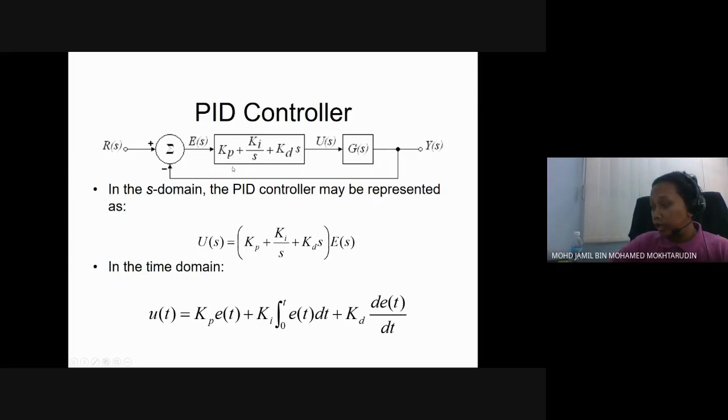There is another transfer function that is specific to the PID controller. In previous lectures, you only learned about G(s), the transfer function for the plant. But when you add a controller, especially PID, you have to add this transfer function: Kp plus Ki over S plus Kd times S. This transfer function is fixed, meaning that you only need to determine the values for Kp, Ki, and Kd. The form is fixed like this: Kp plus Ki over S plus Kd times S.